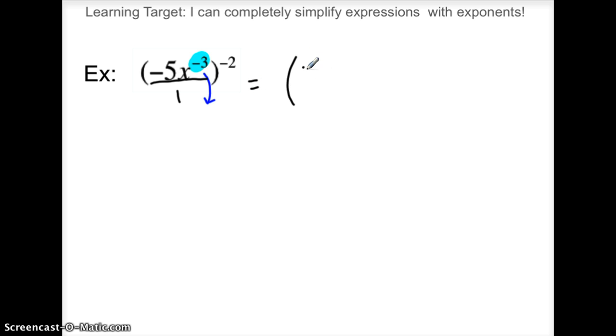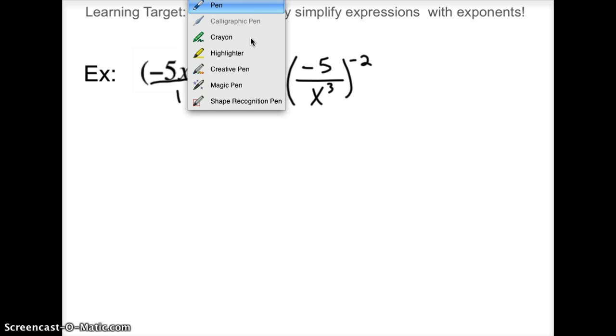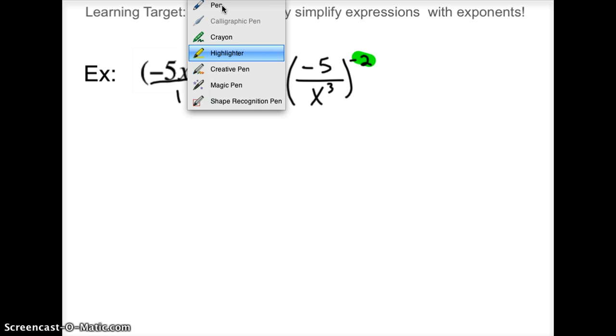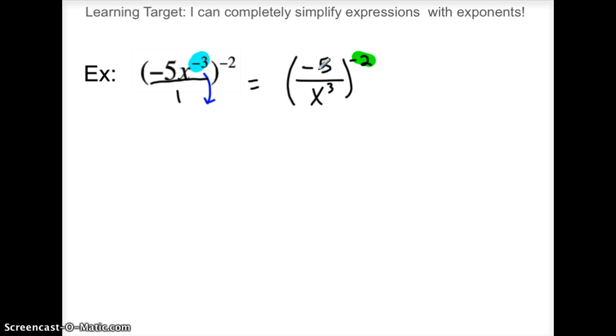We're going to have negative 5 on the top, and x is going to go to the bottom, but the power is going to turn positive. But unfortunately, this guy on the outside is still negative. So what can we do about that? Well, just like we've been doing in the previous slides, we're going to flip the inside of this fraction.